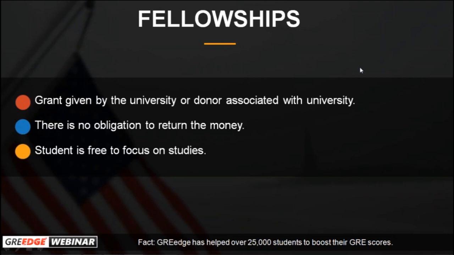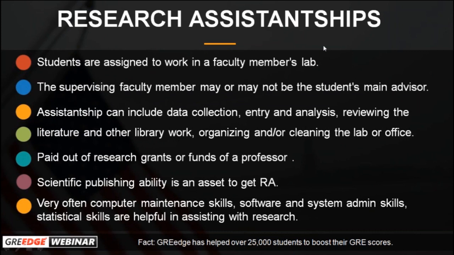So you get to win that fellowship by showcasing some research work, some research paper that you have published. Especially, there are a lot of universities that give you this opportunity to do research right now. If you have any research paper published, fellowships are something that you can definitely make the best out of. This is all about research assistantship.